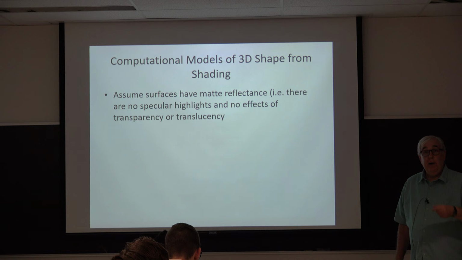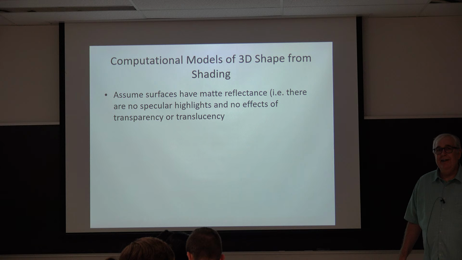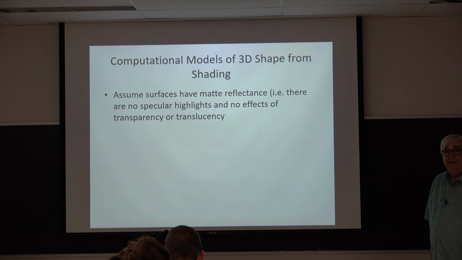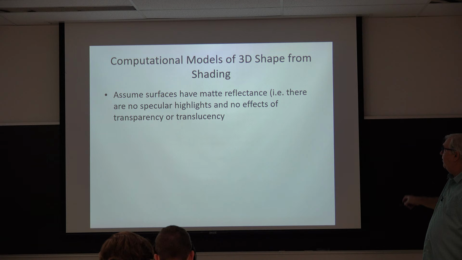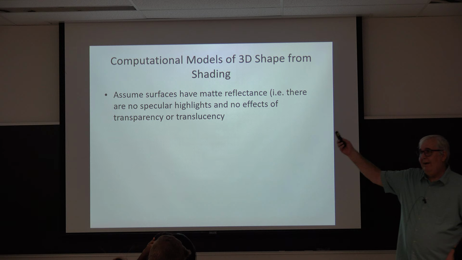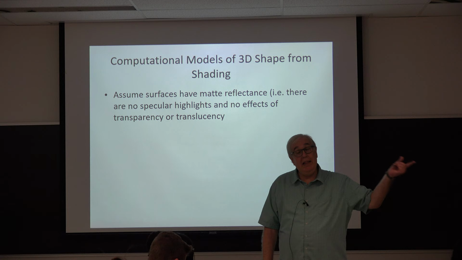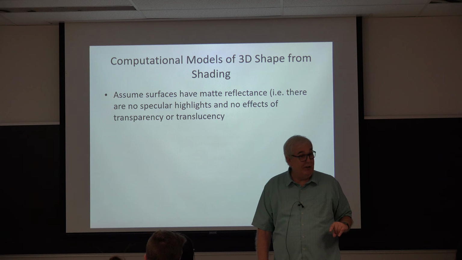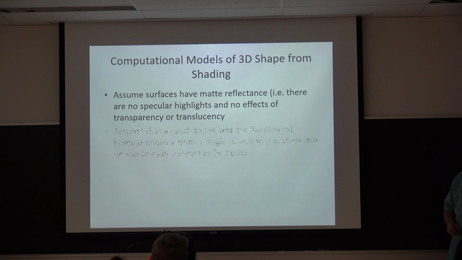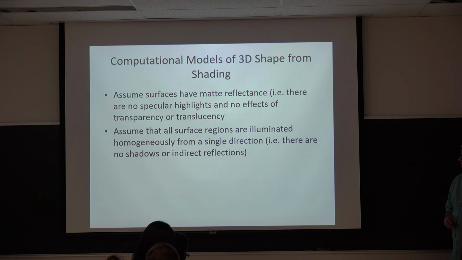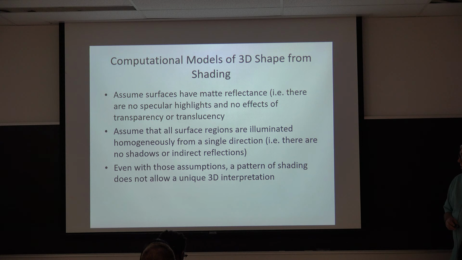I'll get you involved. So when you took his class in machine vision, did you learn about shape from shading? Yeah. And what assumptions do they typically make? Right, so you assume surfaces have matte reflectance. There are no specular highlights, no effects of transparency and translucency. You're basically assuming everything you possibly can to make these horrible equations solvable. And even then, I'll show you that you can't get a unique solution. There's still an ambiguity, which I'll describe in a second. You assume that all surface regions are illuminated homogeneously from a single direction, and there are no shadows or indirect reflections. And even with those assumptions, a pattern of shading does not allow a unique 3D interpretation.